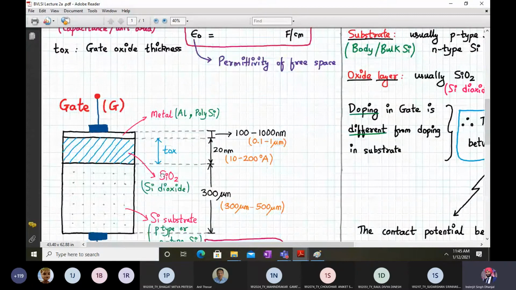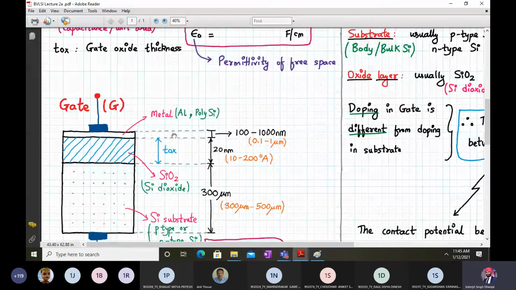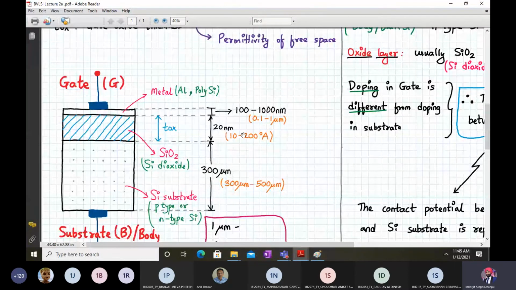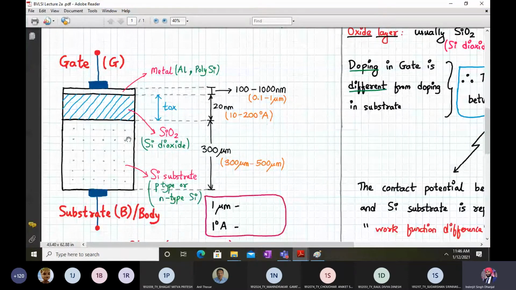Now this is a new unit coming over here. I'll shortly describe what it means. Its value is between 10 to 200 angstroms. Typically I can consider it to be 20 nanometer in case of today's modern technology node. And out of these three, the silicon substrate is very big. So you can compare it, it's around 300 micrometer. So is the range of silicon substrate, I have not drawn this to scale, 300 micrometer compared to 20 nanometer will be quite big. Okay. So basically 300 micrometer to 500 micrometer is my silicon substrate width.